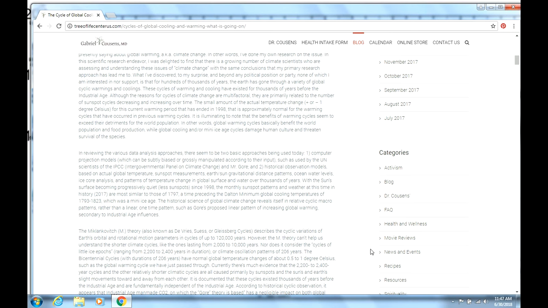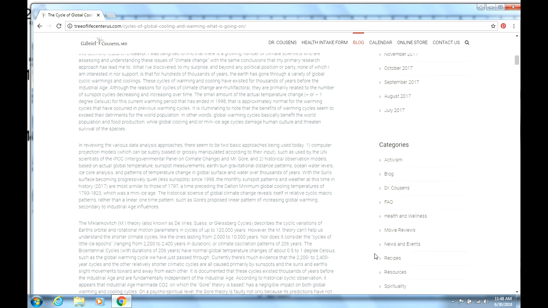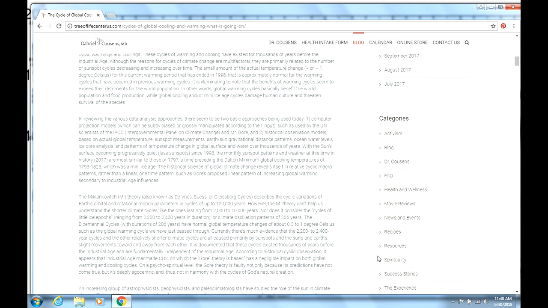Currently, there's much evidence that the 2200 to 2400 year cycles and the other relatively shorter climatic cycles are all caused primarily by sunspots and the sun's and Earth's slight movements toward and away from each other. It is documented that these cycles existed thousands of years before the Industrial Age and are fundamentally independent of the Industrial Age. According to historical cyclic observation, it appears that Industrial Age man-made CO2, on which the Gore theory is based, has negligible impact on both global warming and cooling cycles. On a psycho-spiritual level, the Gore theory is faulty, not only because predictions have not come true, but it's deeply egocentric, and thus not in harmony with the cycles of God's natural creation.